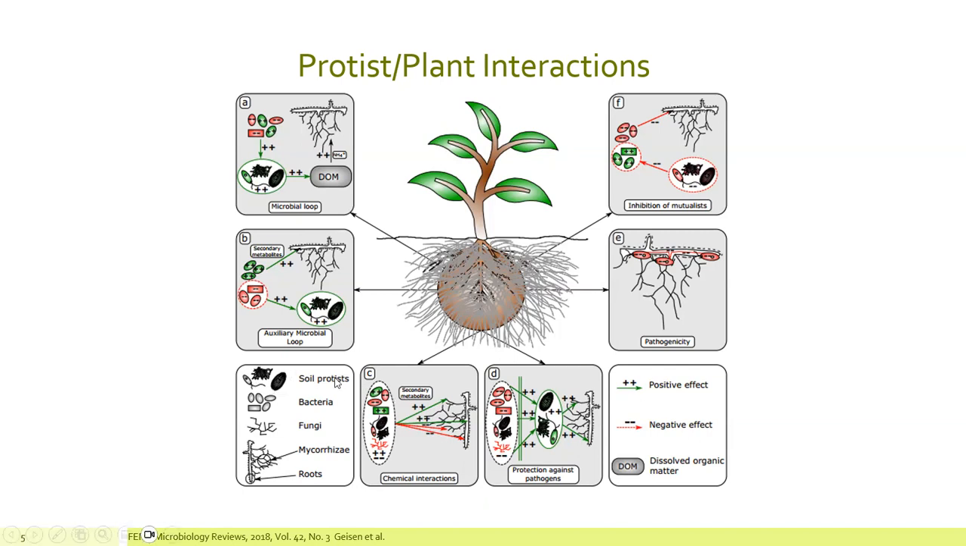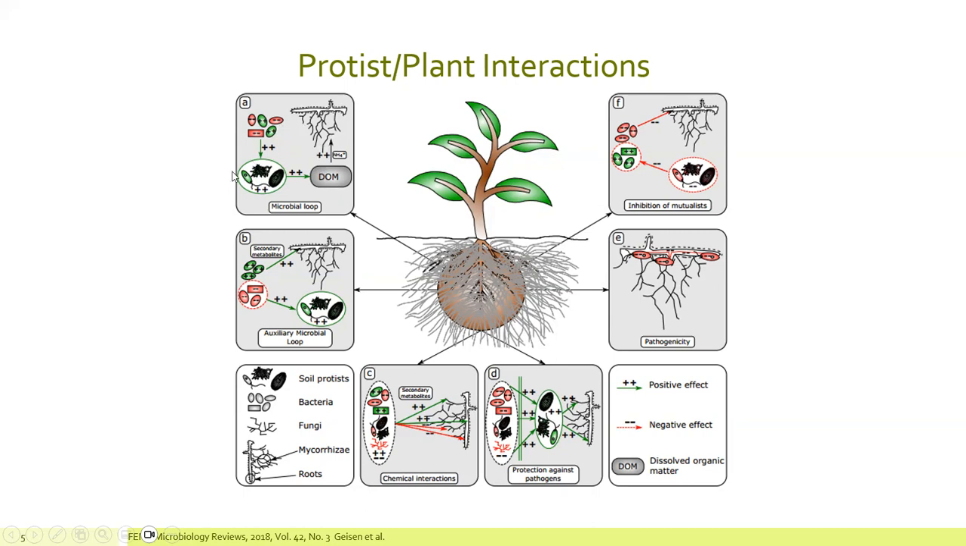Hopefully y'all can see my cursor here. Here's the legend that we're going to be following. On the left bottom side, you have your soil protists, bacteria, fungi, mycorrhizae, and roots. And on the right-hand side, you have a positive effect, delineated by the green arrow, and the negative effect by the red arrow, and then an acronym here, DOM, dissolved organic matter. So let's start up here with the A.